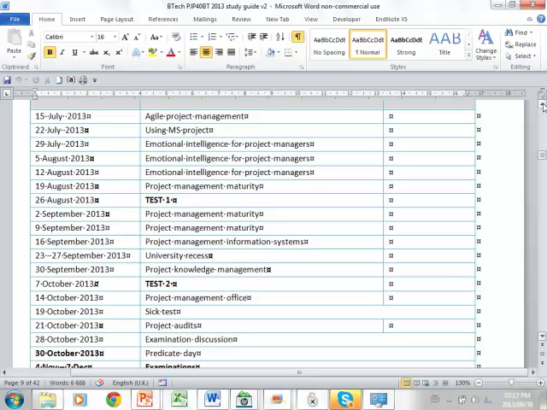Okay. Any other questions about the test? These are the themes in the test. Up until there. Okay, so it's agile, emotional intelligence, project maturity, project management information systems, and project knowledge management. Okay, and as far as I know, everything is on my tutor. If I'm wrong, if there's something missing, please drop me an email, I will fix it. But as far as I know, everything is there.